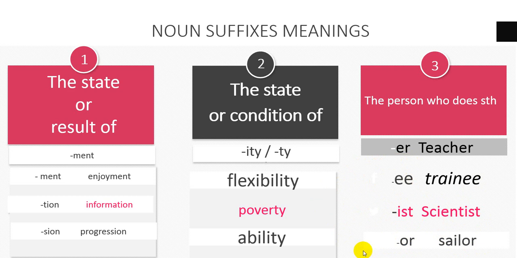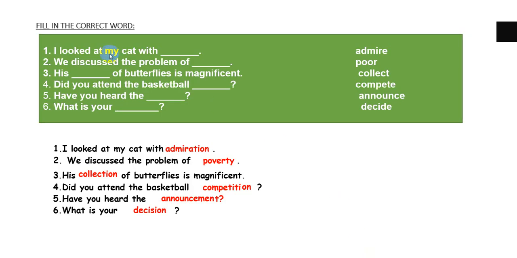It's your turn now. Fill in the correct word. We have 6 sentences and you have to fill in these words and put them in the correct form. You can't keep them like this. For example, number 1, I looked at my cat with admire. We can't say with admire. After a preposition, we have to use a noun. So it becomes, I looked at my cat with admiration. Yes, now it's correct.